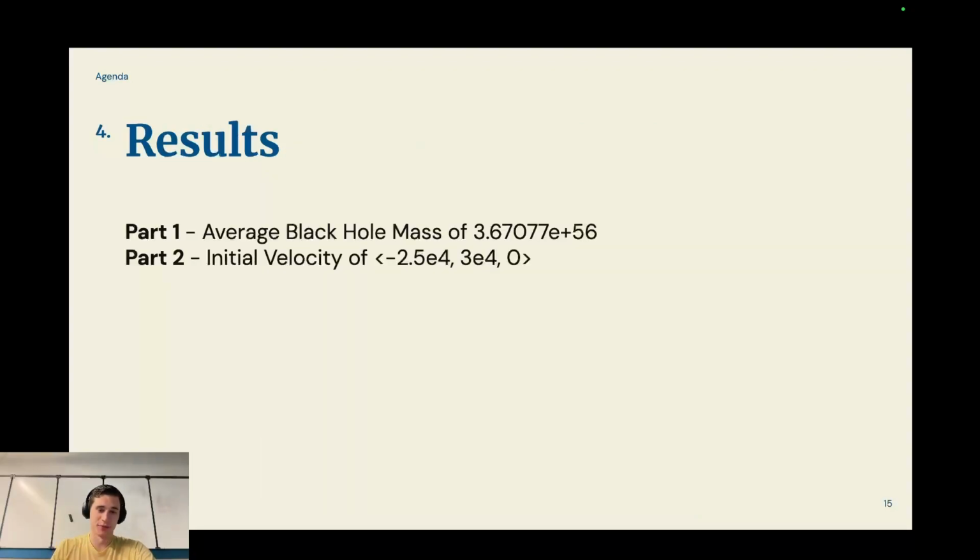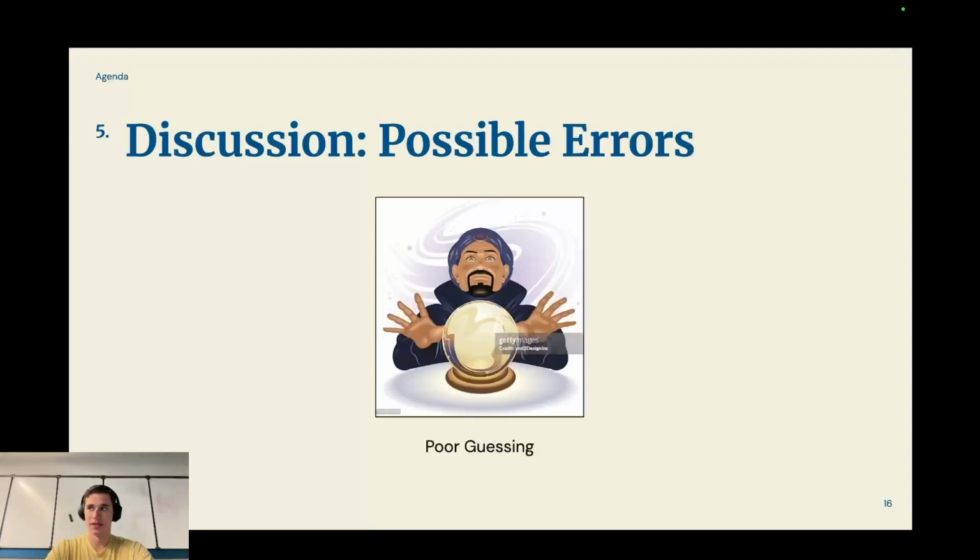So the results of part one: the average black hole mass is that value right there. And the initial velocity after all of our guessing and checking, which was also part of my initial conditions, is negative 2.5 E4340. Discussion, possible errors. A possible error was poor guessing. I did just guess and check for the initial velocity on part two. Who's to say I didn't guess and check incorrectly?